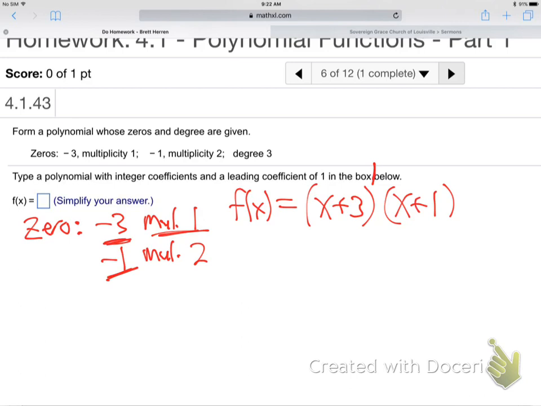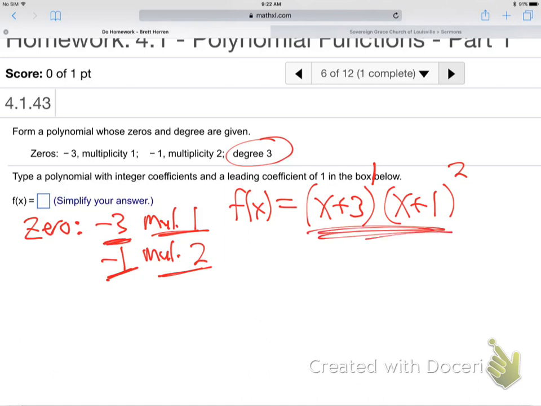Good, right? Just do the opposite side. And what's the power? Second power. That's what the multiplicity means. Multiplicity means the power on that parenthesis. So there it is, there's the function. It said degree 3.